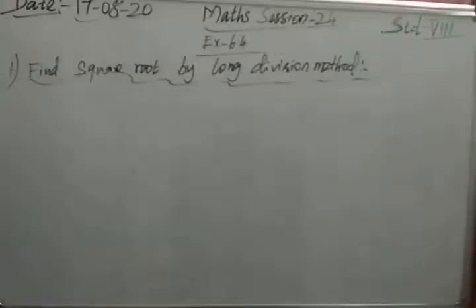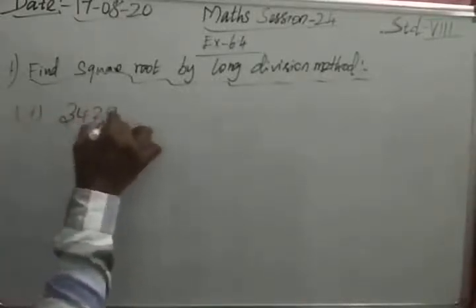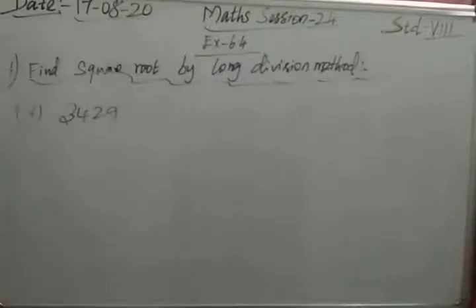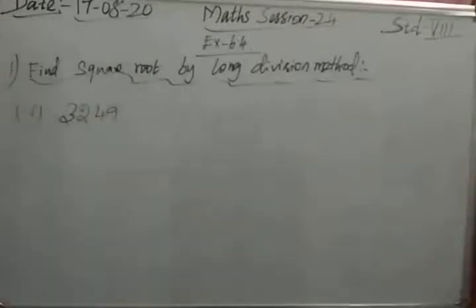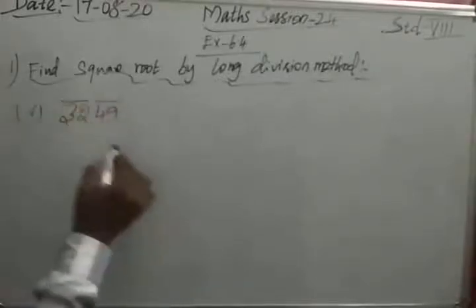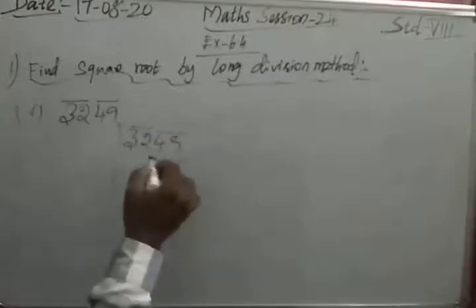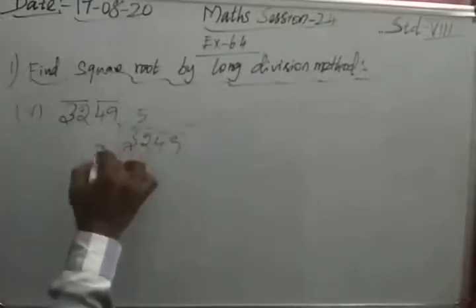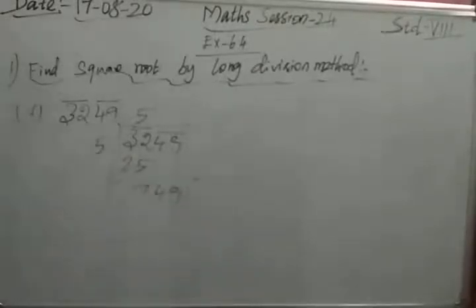Question number 5. 3,249. Sorry, 3,249. This number also we are doing the same long division method. Before that, just to take the bar. 3,249. Taking the first number, 5 5s are 25. Balance 7 4 9.